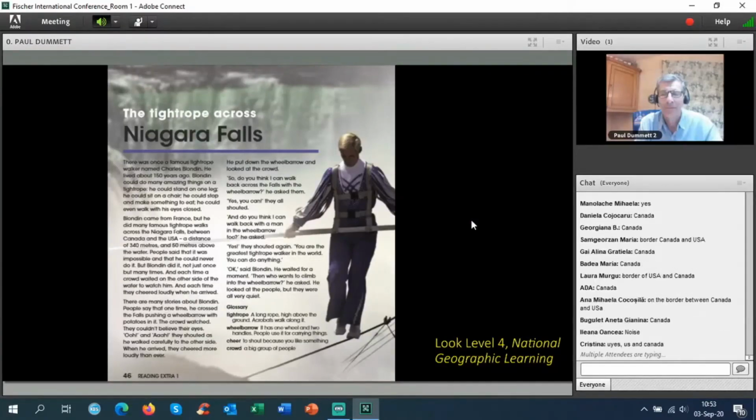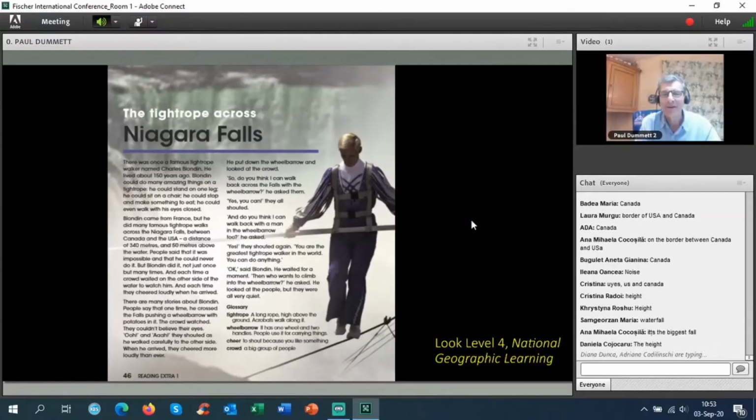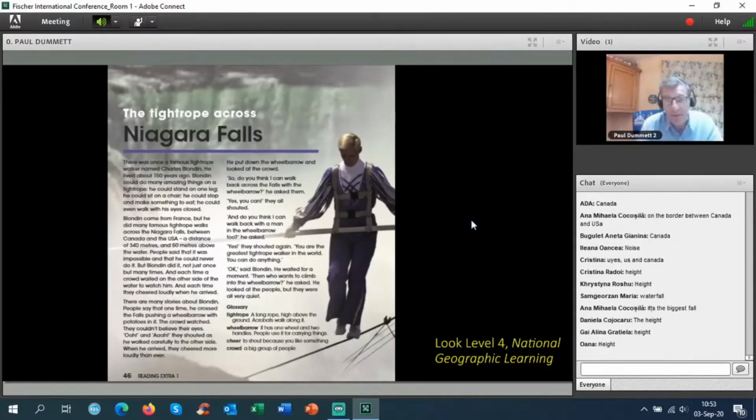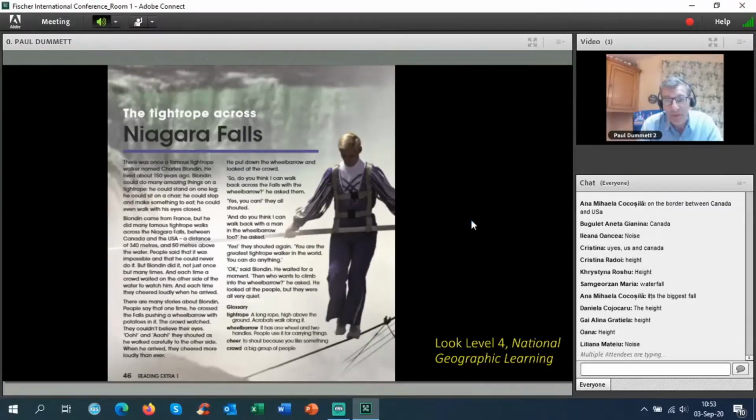Good. Okay. Fantastic. And then you focus their attention on the picture. What's happening in the picture? What can you see? So ask someone to read the title. It's the tightrope across the Niagara Falls. Where's the tightrope? Can someone see the tightrope? And they point it out. And so on and so forth. So you're constantly involving them.